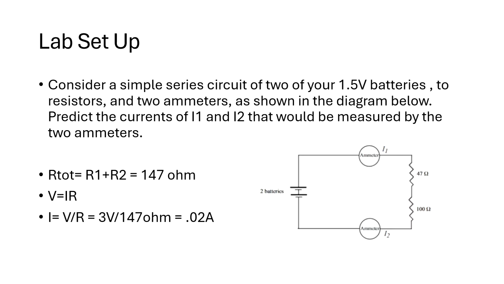So for this lab, we took two 1.5 volt batteries, two resistors, and two ammeters set up in the configuration shown in the diagram. We predicted the currents I1 and I2 that would be measured by the two ammeters. The total resistance is equal to resistance 1 plus resistance 2, which we found to be 147 ohms. And then we found the current to be 0.02 amps.